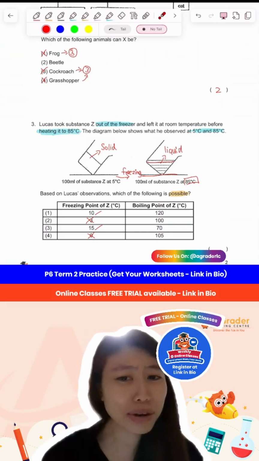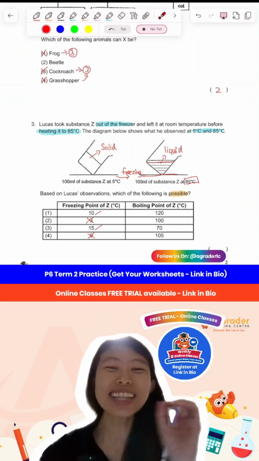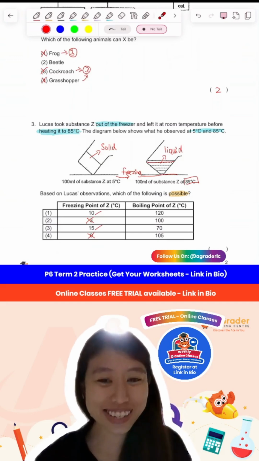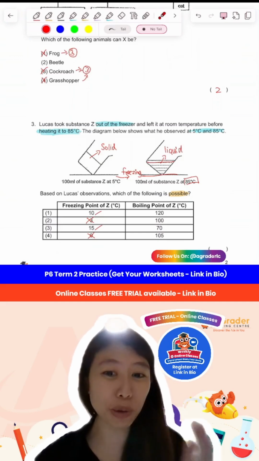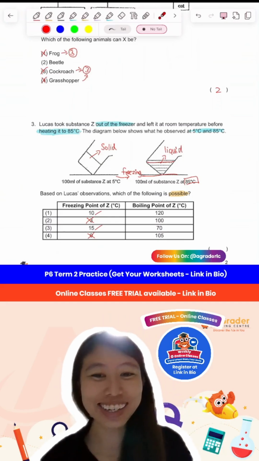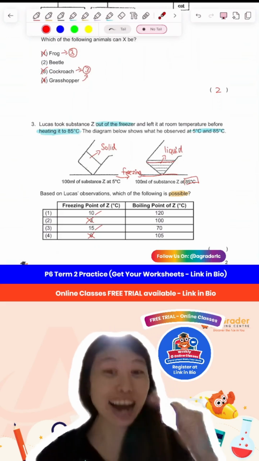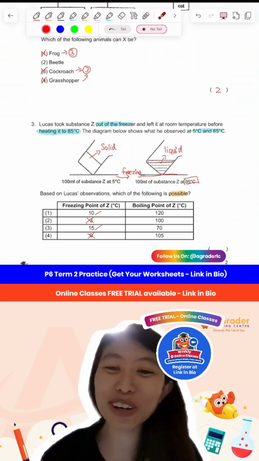I think you all have some misconception here. Take note, 100 degrees Celsius is only for pure water. Different liquids, different substances boil at different temperatures. So I'm not asking you that. Just tell me whether it needs to be higher than 85 to boil or lower than 85.